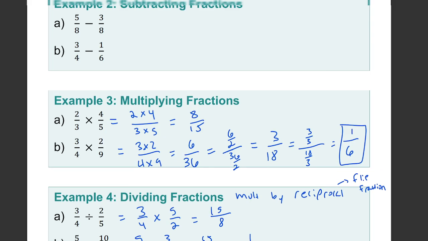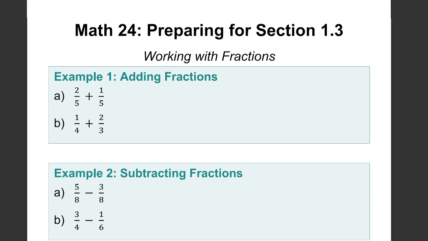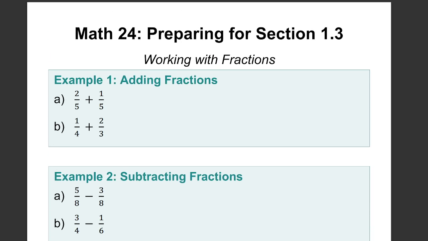Now I want to go back to talk about adding fractions. When my denominator is the same in adding fractions, it's really simple. I have 2/5 plus 1/5. And when I add those two fractions together, I leave the denominator alone. It does not change. And I add the numerators together. So that becomes 3/5.